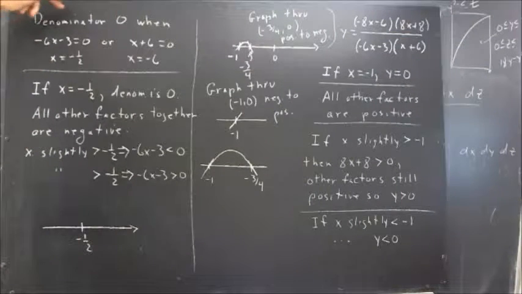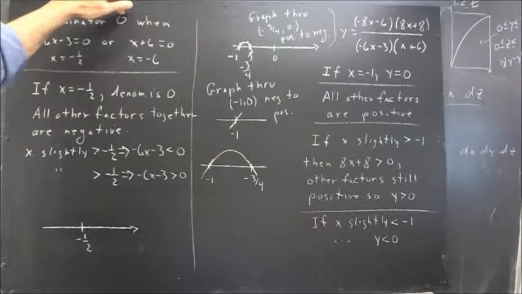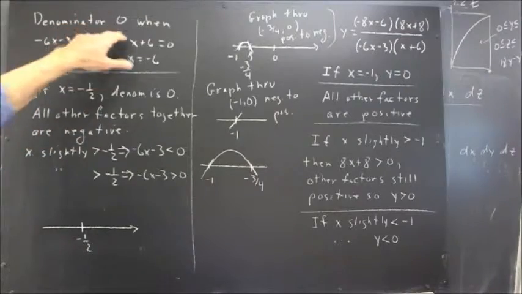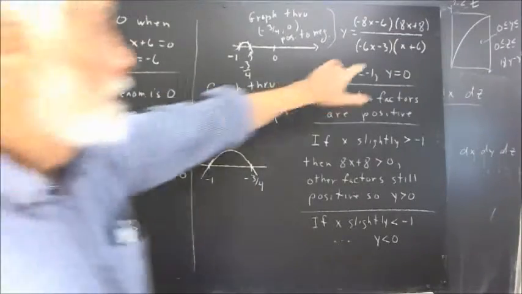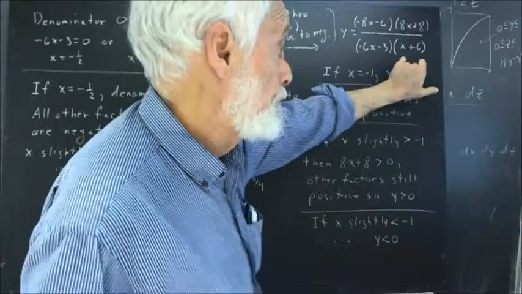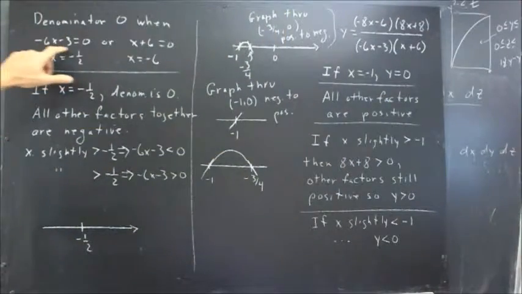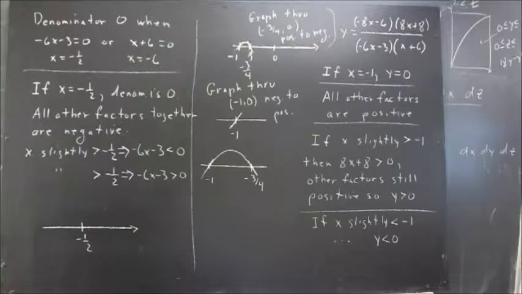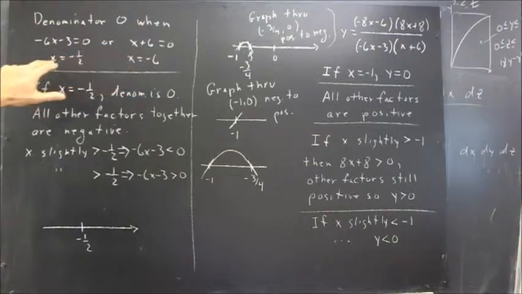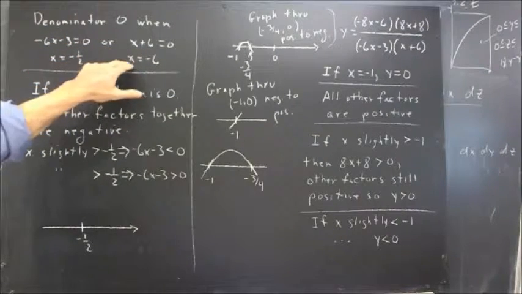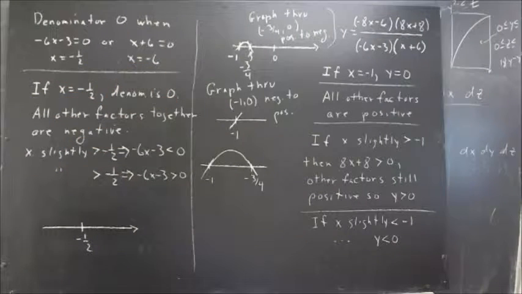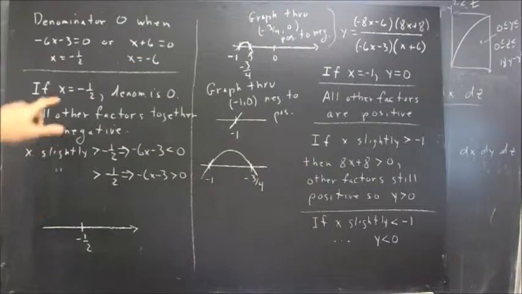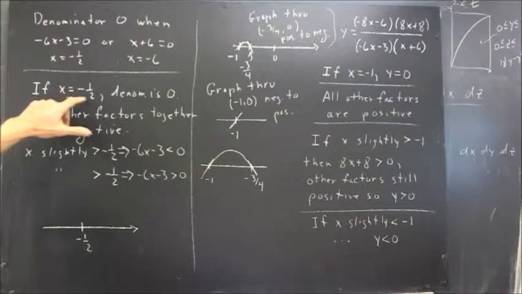Now we're going to consider what happens when the denominator is 0. The denominator is 0 when either this factor is 0 or this factor is 0, giving us negative 6x minus 3 equals 0 or x plus 6 equals 0. We easily solve these equations to get x equals negative 1/2 or x equals negative 6. So let's consider if x equals negative 1/2.